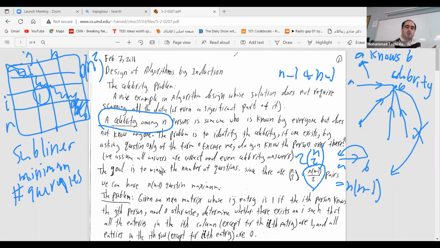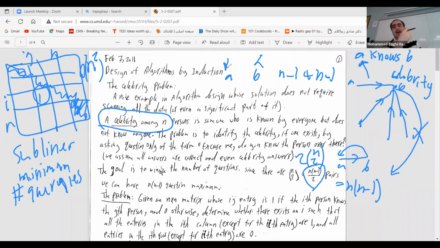So if there are 2 celebrities, consider A and B. What is the relation between A and B? If one of them knows the other, then that person is not a celebrity. At the same time, if they are celebrities, everyone else should know them. So this is a contradiction. You cannot have more than 1 celebrity; at most 1 celebrity we can have.